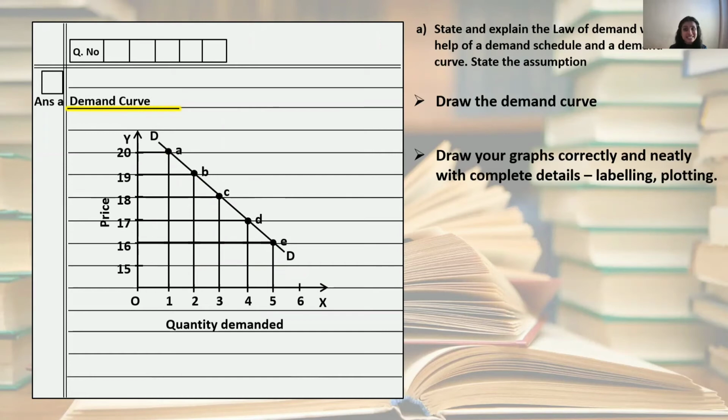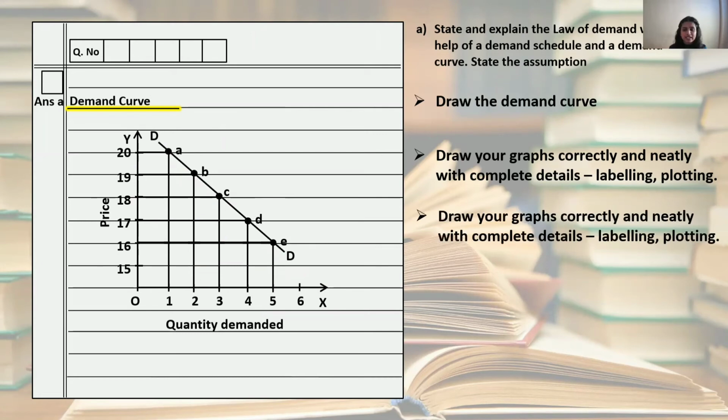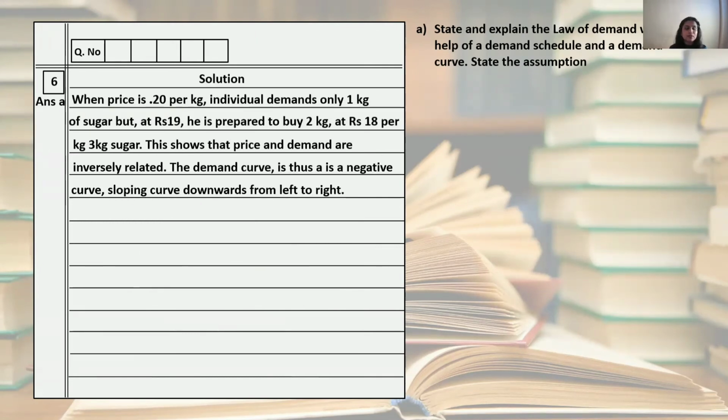Draw your graphs correctly and neatly with complete details, including the labeling and the plotting. Students many a times do all of this very roughly. They do not take it seriously. Students, this is your board paper. Make sure each of the detailing is done properly and you do not miss out on any details, right? Draw your graphs correctly and neatly.